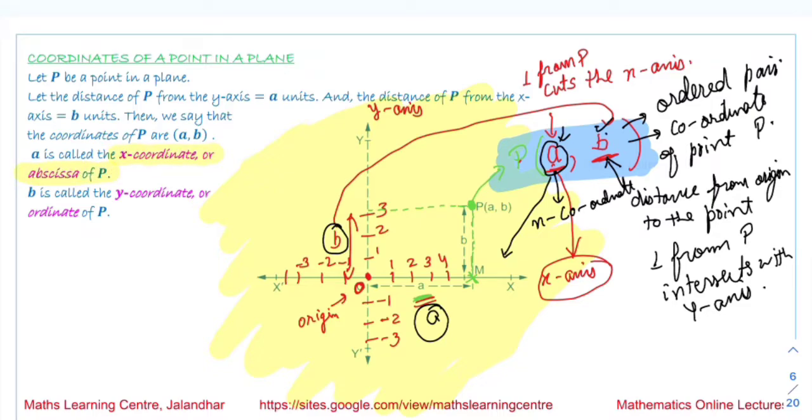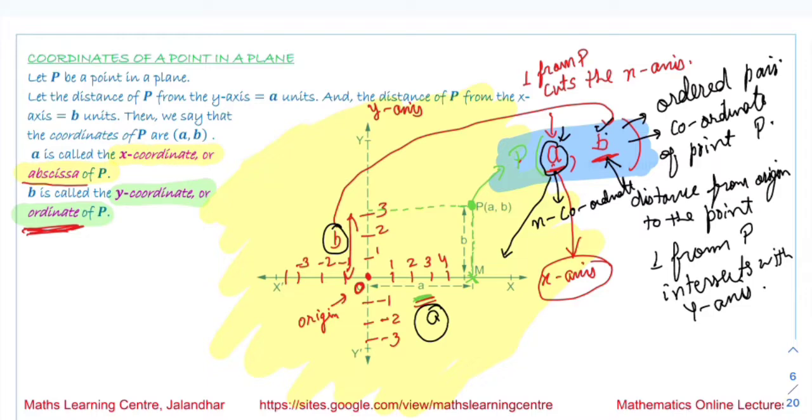Another name for the x coordinate is the abscissa, and the y coordinate is also called the ordinate. These names you have to remember: the x coordinate is called the abscissa and the y coordinate is called the ordinate of P.